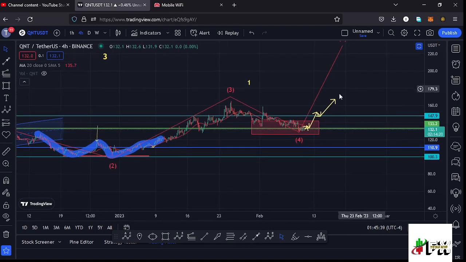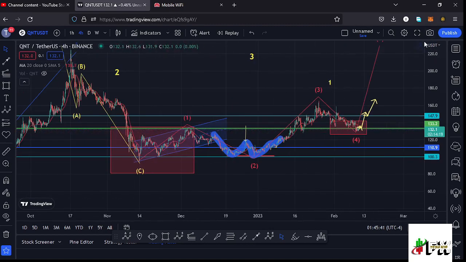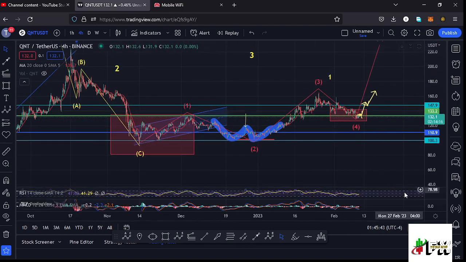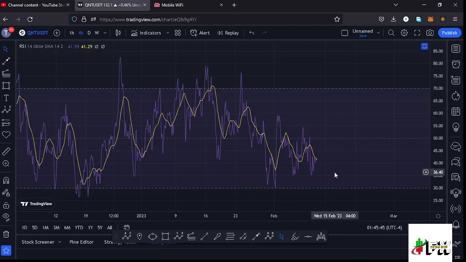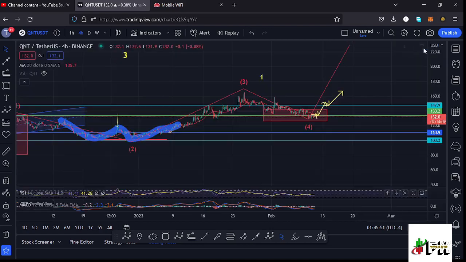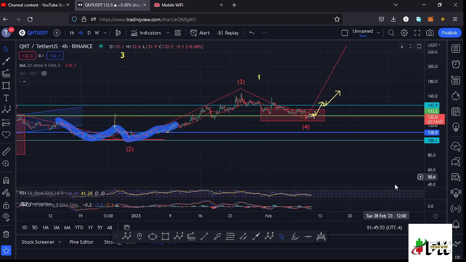So that is what I'm expecting on the short-term scenarios and also on the long-term scenarios, and also taking a look at the indicators to see what movements will be supported. On the RSI, we are trading at around the 41 mark, meaning we have massive room for us to fully support the formation of that wave 5.